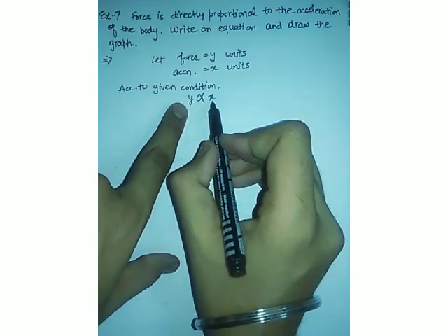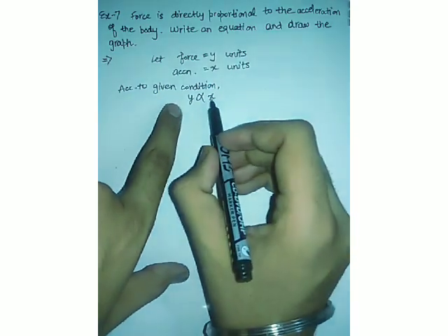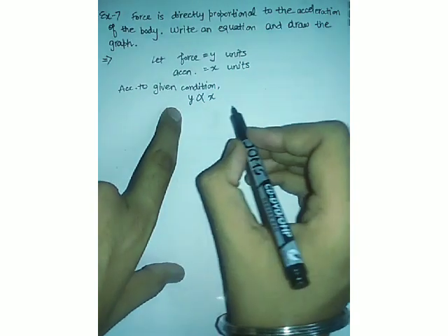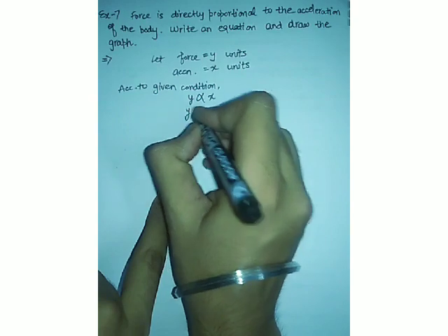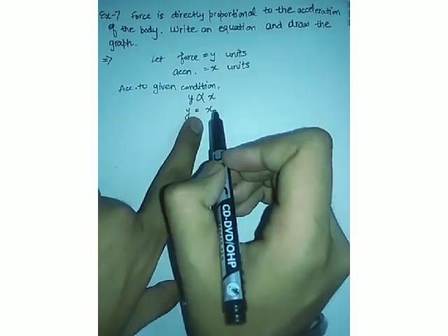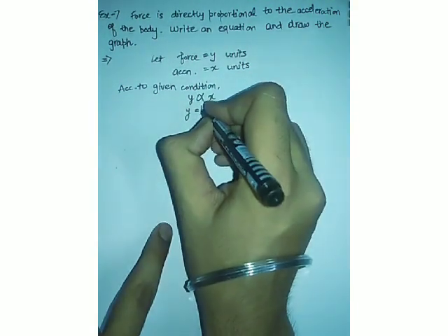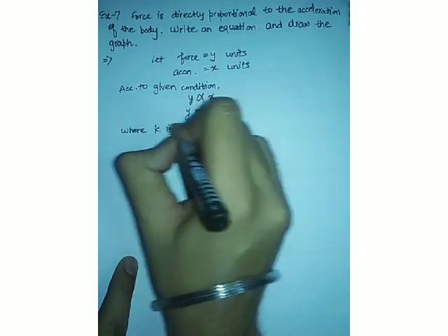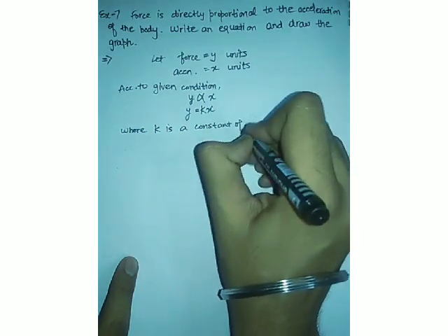Okay, now y is directly proportional to x, but we cannot draw the graph of this equation because we do not have an equal to sign between these terms. So it's a principle that when we remove the proportionality sign and insert the equal to sign, we have to introduce a constant on the right hand side as well. So y will be equal to kx, where k is a constant of proportionality.